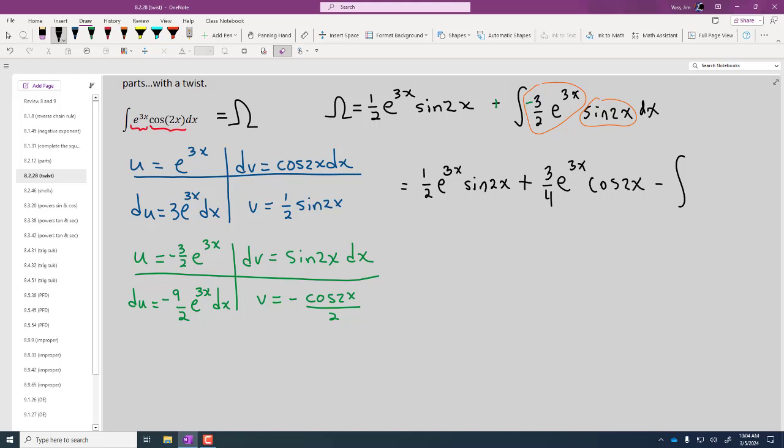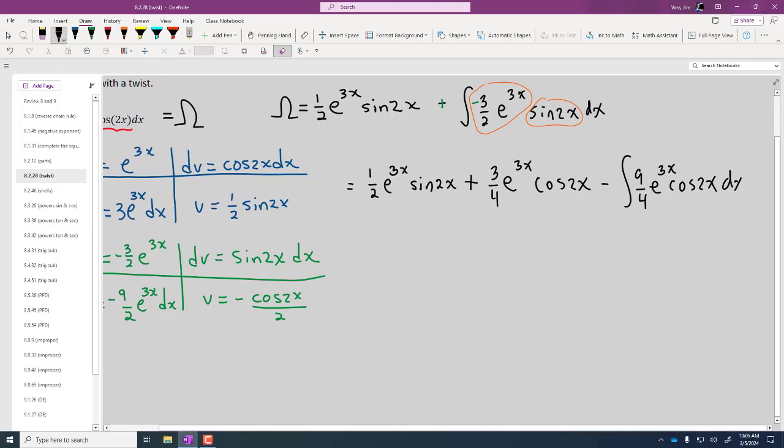Let's see, so if we multiply the constants, we get 9/4. And look, there's a minus and a minus. So we're subtracting off v du. V du is positive, so what goes in the integral is positive. So 9/4. E to the 3x is the exponential part. The trig part is cosine of 2x dx. Perfect. And this, of course, is omega on the left, right? Omega is on the left side.